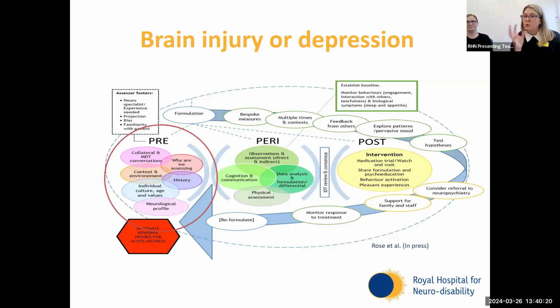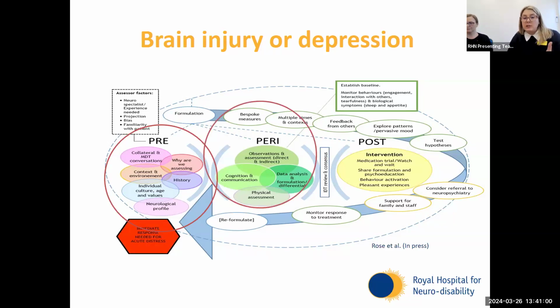So pre, you're doing all of that collateral collection, thinking about a context environment, thinking about the individual, their culture, their age, their values, the neurological profile, their history. But you're also thinking, why am I assessing? As a clinical psychologist, they've been referred. Do I think that this is likely to be mood? Do I think this is likely to become cognition? And what is the point of assessing? Is this a screen that's routine, or actually are they expecting an intervention? Because there are options for depression in terms of, if it is true depression, there is a medication option, but if it is cognition, we need to be making other suggestions rather than suggestions around mood.